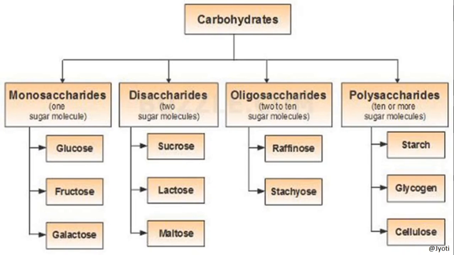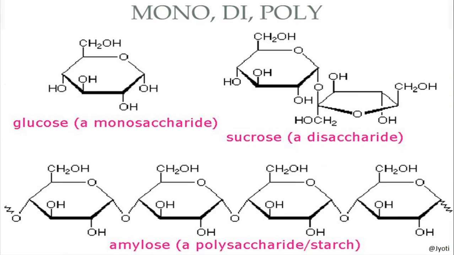And here are the examples of monosaccharide, disaccharide, oligosaccharide and polysaccharide. The common examples of monosaccharides are glucose, fructose, galactose. Disaccharides are sucrose, lactose and maltose. Oligosaccharides are raffinose and stachyose. Polysaccharides are starch, glycogen and cellulose.